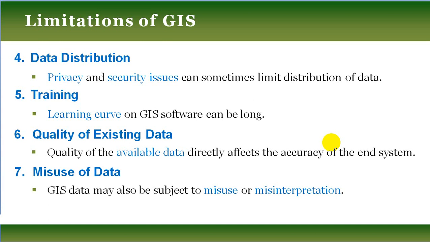But thankfully, day by day, in the near future, we hope a few limitations will not be found at all. One of them is the distribution of data. The expensive tag should be removed in the near future, because as you know, software and computer costs are decreasing day by day, and the data cost should also be reduced. So that's all regarding the limitations of GIS.